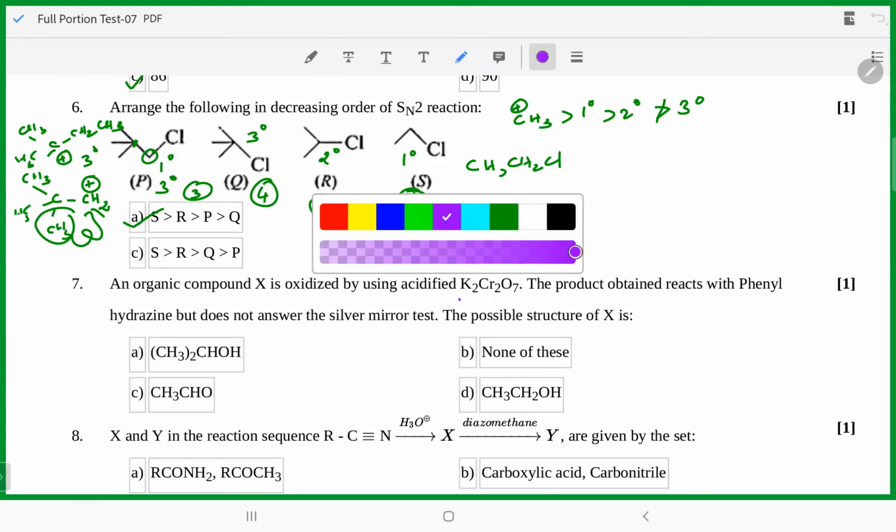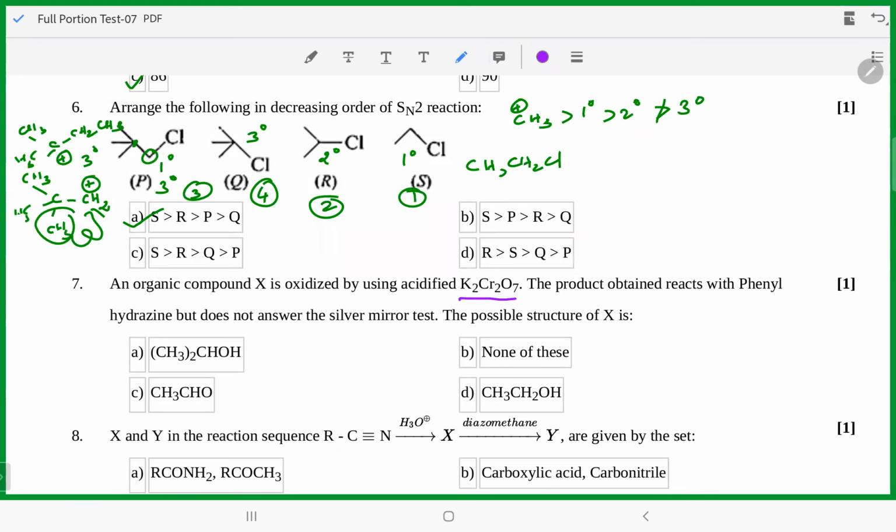An organic compound X is oxidized by using K2Cr2O7. The product obtained reacts with phenylhydrazine but does not answer the silver mirror test. If it answers the phenylhydrazine test, the compound may be carbonyl. Carbonyl means aldehyde or ketone. The aldehyde will answer the silver mirror test. They said your compound will not answer the silver mirror test, so the compound will be a ketone.